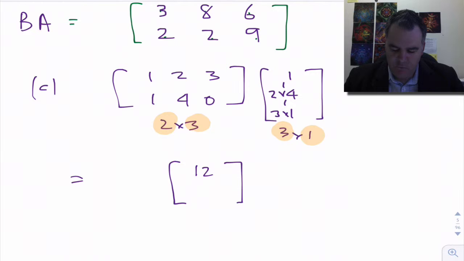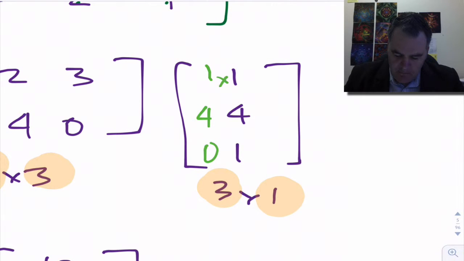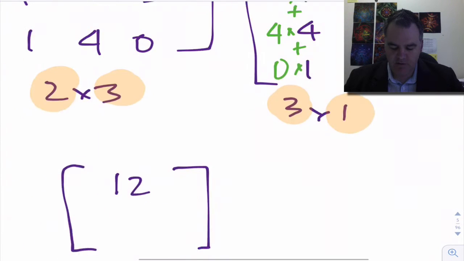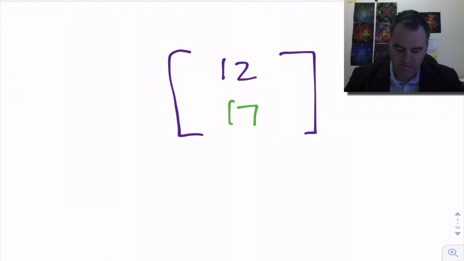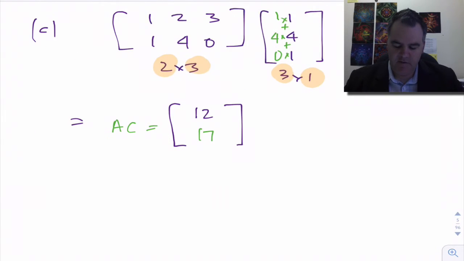Let's do that again for the bottom row. Okay, so we've got 1, 4, 0. Turn it on its side. 1, 4, 0. Multiply and add. Cool, you got it? So 1 plus 16 plus 0, 17. That's the result of going A times C. Is that matrix there? 12, 17.